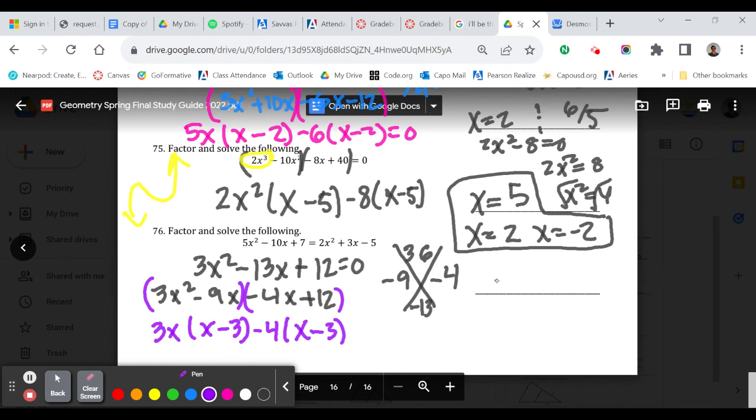So the x minus 3 is going to be easy. It's going to just become x equals 3. The other one a little bit more challenging. So I get 3x minus 4 equals 0. So 3x equals 4, divided by 3. So we're going to get 4 divided by 3.